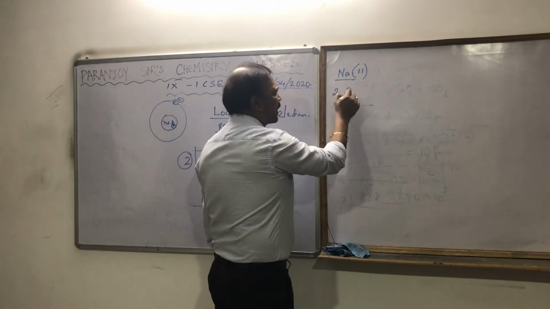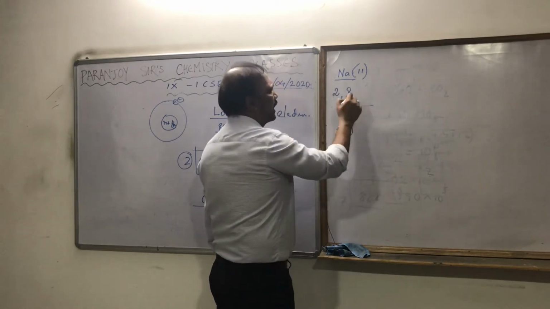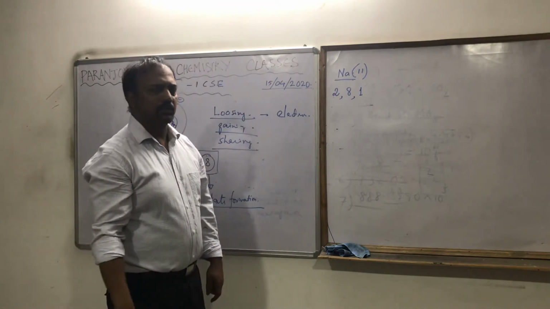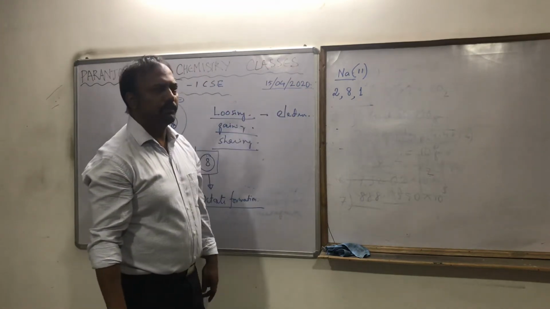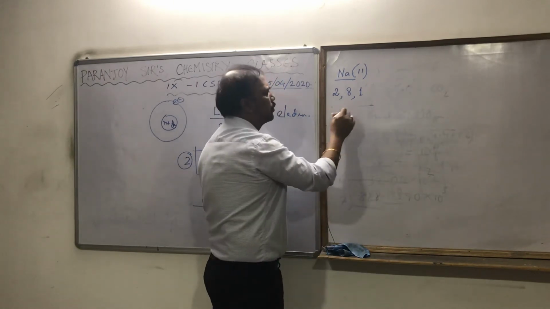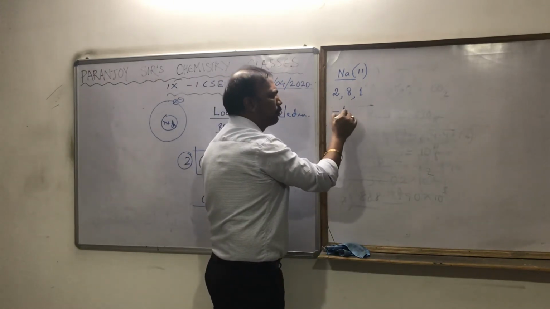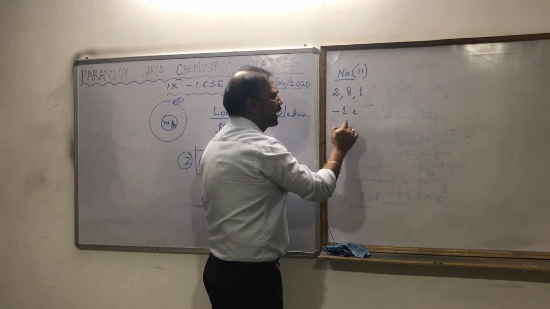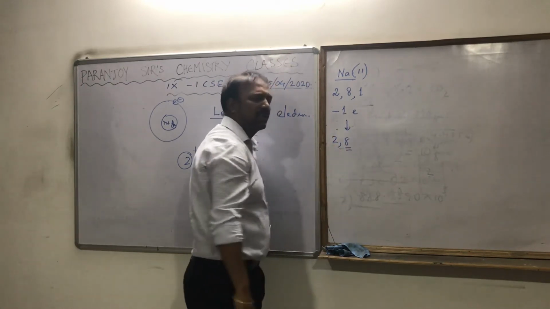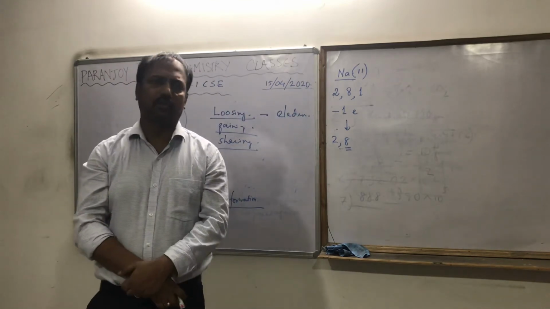In the second shell there are 8 electrons, and in the third shell there is 1 electron. Right? So what will be the tendency of the sodium? Sodium will try to lose this electron. If it loses the electron, minus this 1 electron, then it will gain the configuration 2 and 8. Means the last shell now is filled up with 8 electrons, so it is octet.